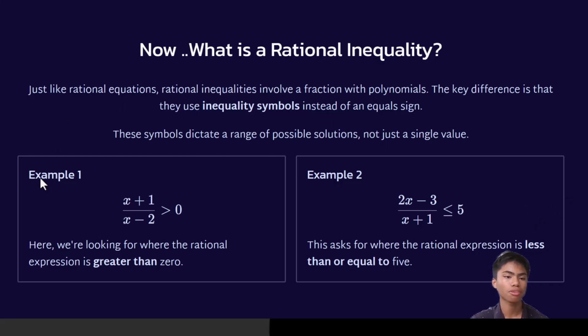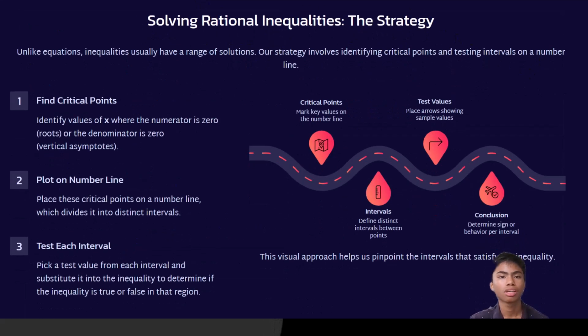In example 1, we have x plus 1 over x minus 2 is greater than 0. In example 2, we have 2x minus 3 over x plus 1 less than or equal to 5. In solving rational inequalities, the strategy is to find critical points, plot them on a number line, and test each interval.